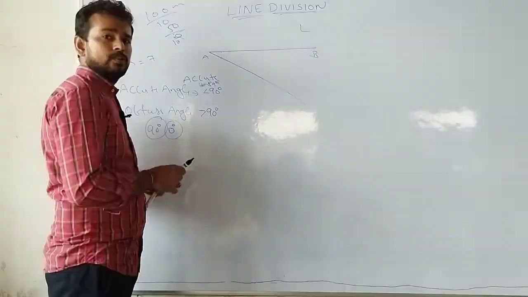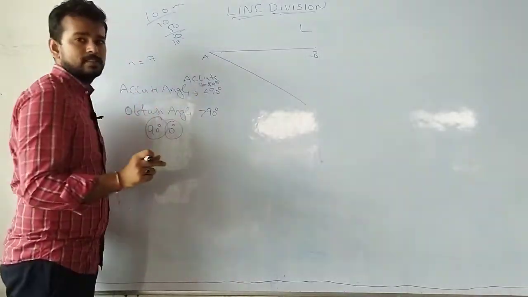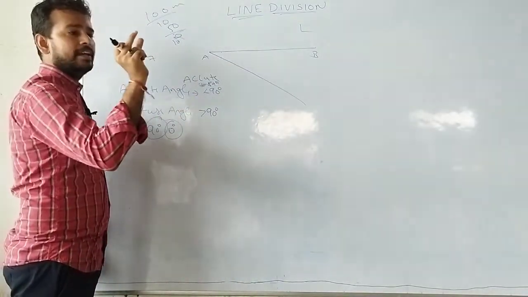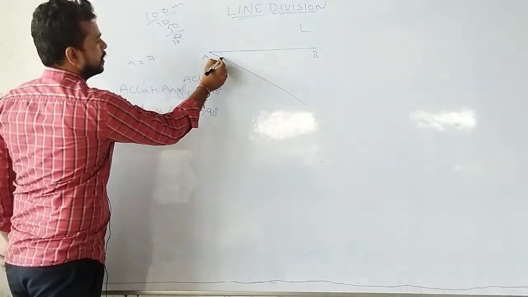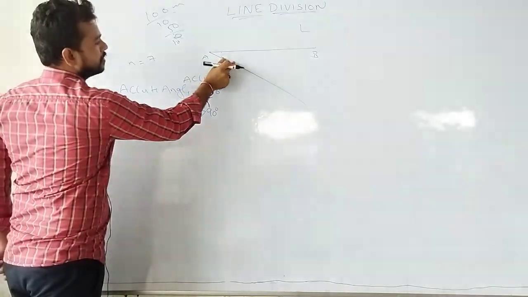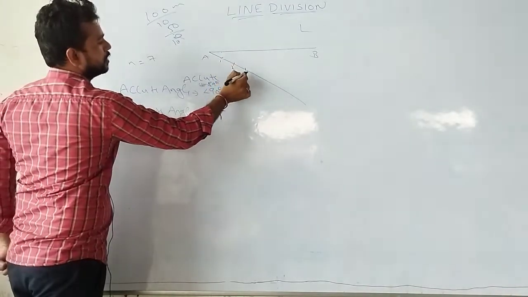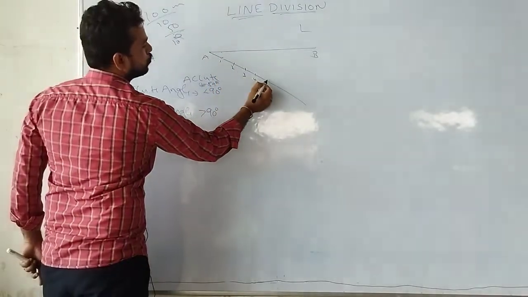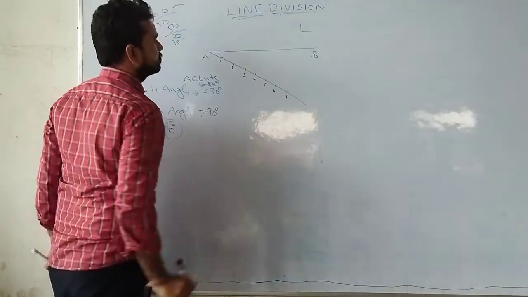So here what we will do is, with your compass or divider, take any radius. With A as center, cut this one. Make this point as 1. Without changing that radius, with 1 as center, cut 2. With 2 as center, 3. 3 as center, 4. 4 as center, 5. 5 as center, 6. 6 as center, 7.